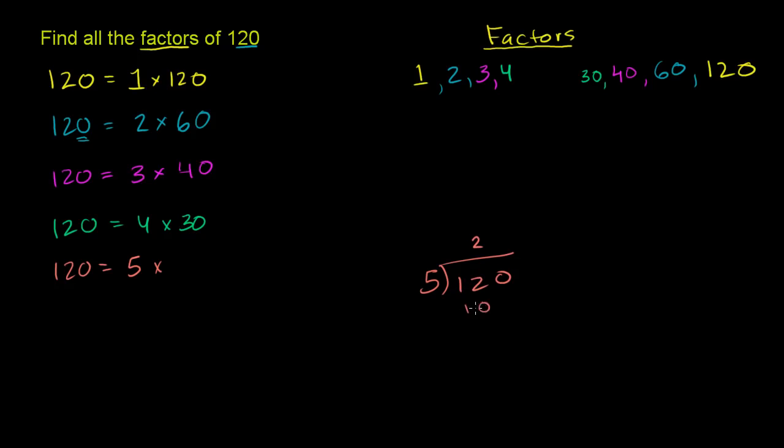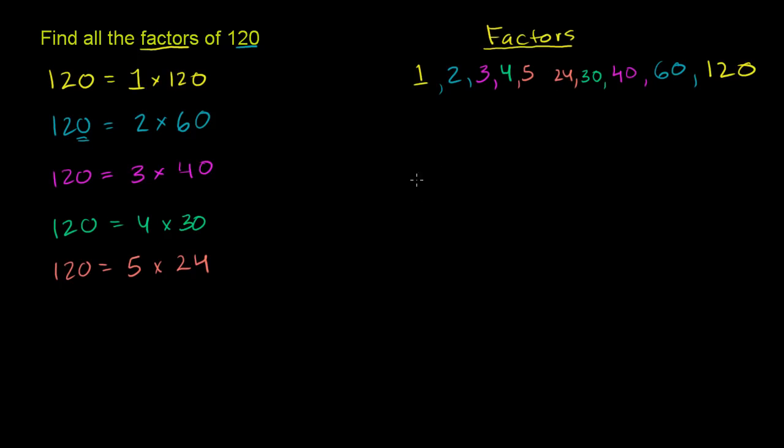2 times 5 is 10. Subtract, you get 2. Bring down the 0. 5 goes into 20 4 times. 4 times 5 is 20. And then you subtract, and you have no leftover, as we expect, because it should go in evenly. This number ends with a 0 or a 5. So 5, let me delete all this so we can have our scratch space to work with later on. So 5 times 24 is also equal to 120. So we have two more factors, 5 and 24.